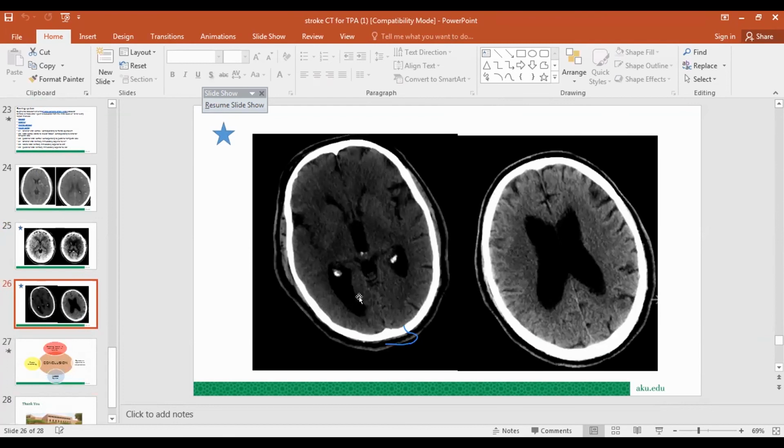Similarly, another patient, you can see well-preserved gray and white matter differentiation at the level of basal ganglia. M1, M2, and M3, everything is preserved. Insula is preserved, and M4, M5, and M6. Again, gray and white matter differentiation is preserved in each gyrus. So this is 10 by 10.